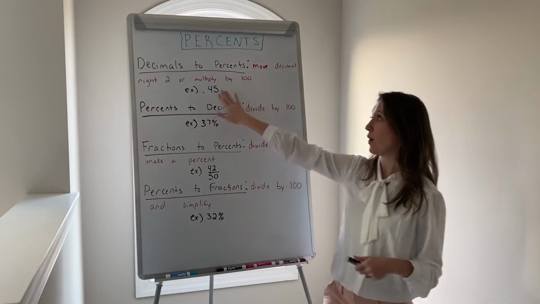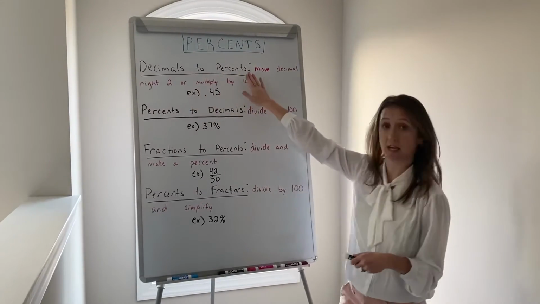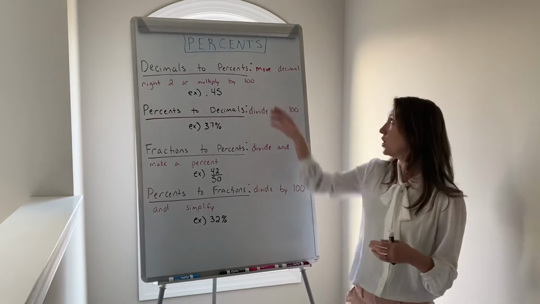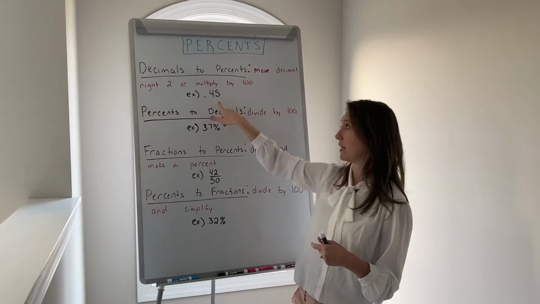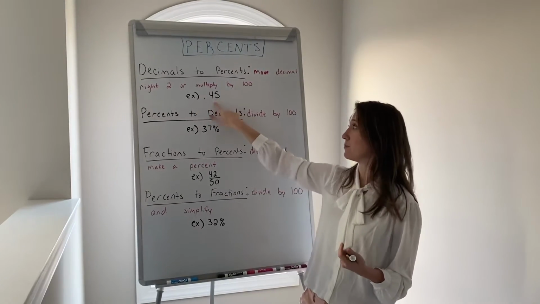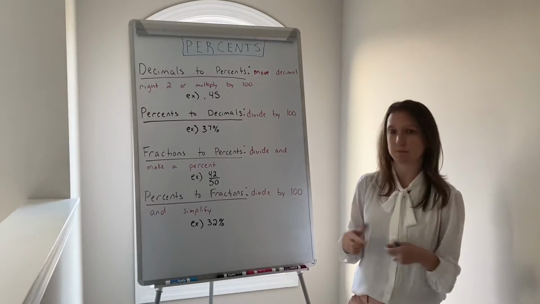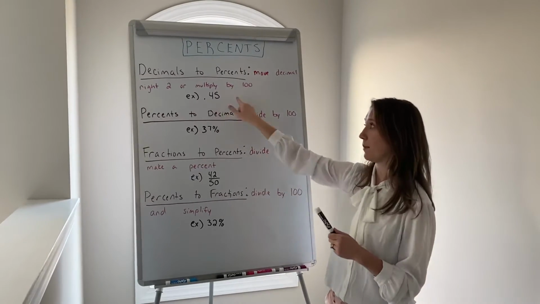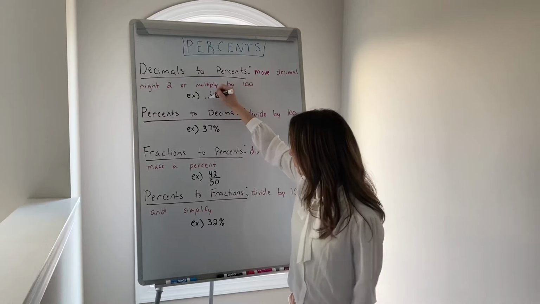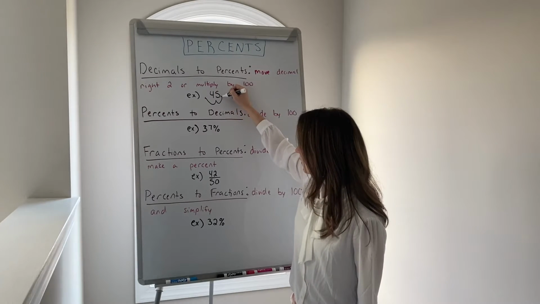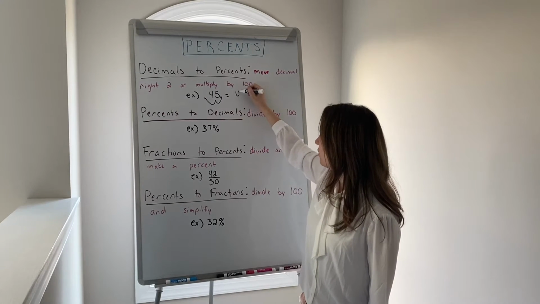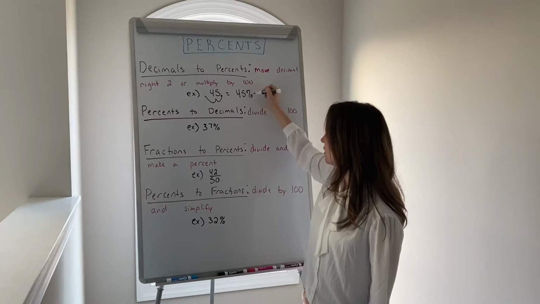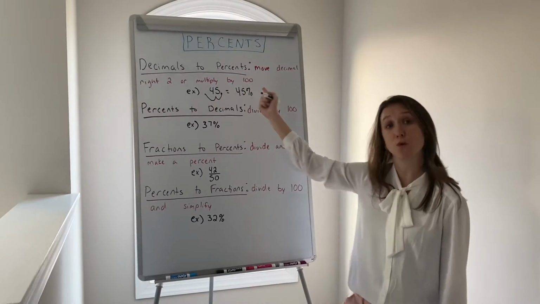So the first one is if you have a decimal and you want to convert it to a percent. There's two different ways you can do this. You can either move the decimal right 2 places, or you can multiply this by 100. Either way, you'll get the same thing. So if you take this and multiply it by 100, or, like I said, if you move this 2 places to the right and put a decimal there, that would be 45%. So 0.45 is the same thing as 45%.